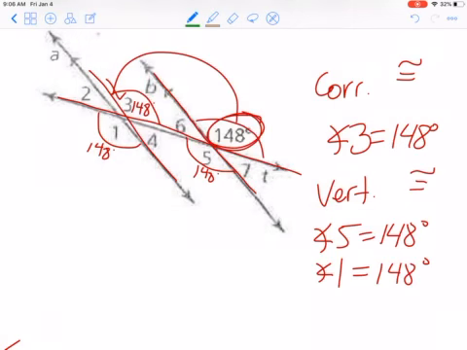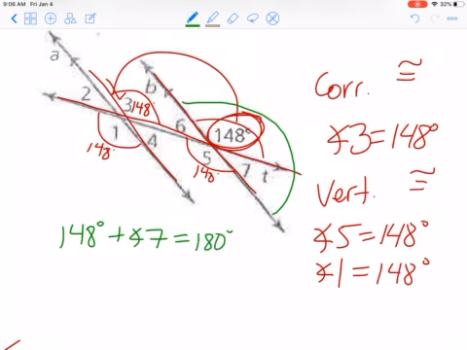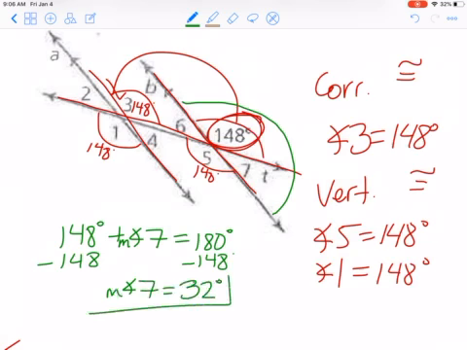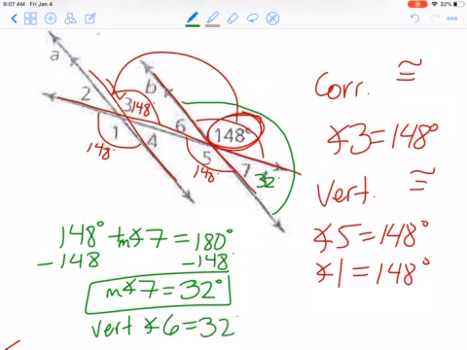We know that 2 angles on the same side of a line make 180. So I can say 148 degrees plus angle 7 equals 180 degrees. Also, sometimes you might see an M before that. It just means the measure or the amount of that angle. So don't get confused by that. For this one, you can subtract 148. So we get the measure of angle 7 as 32. So I can fill that in. I know that it's a vertical angle with angle 6, so that's also 32. See that there?